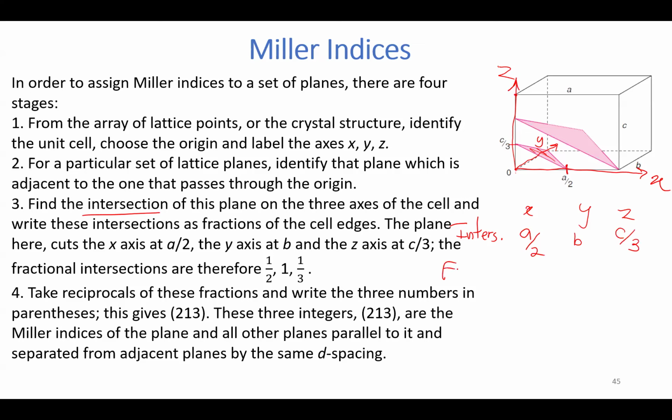Then you are going to get the fractional intersection. There you are going to divide each intersection by the corresponding unit cell length. Okay. Then you are going to solve and get a value. Then you have to definitely get the reciprocal. Whether it is a whole number or a fraction, you need to get the reciprocal. All right. Is it clear now?